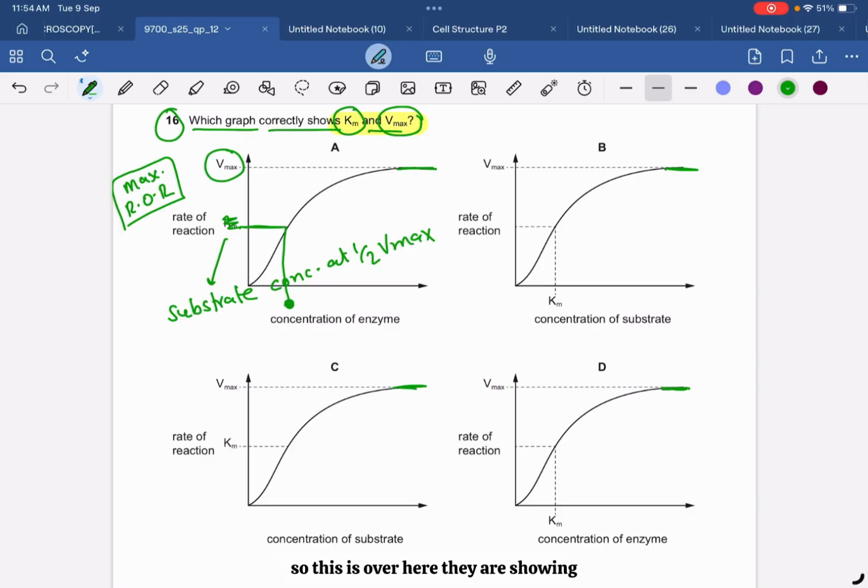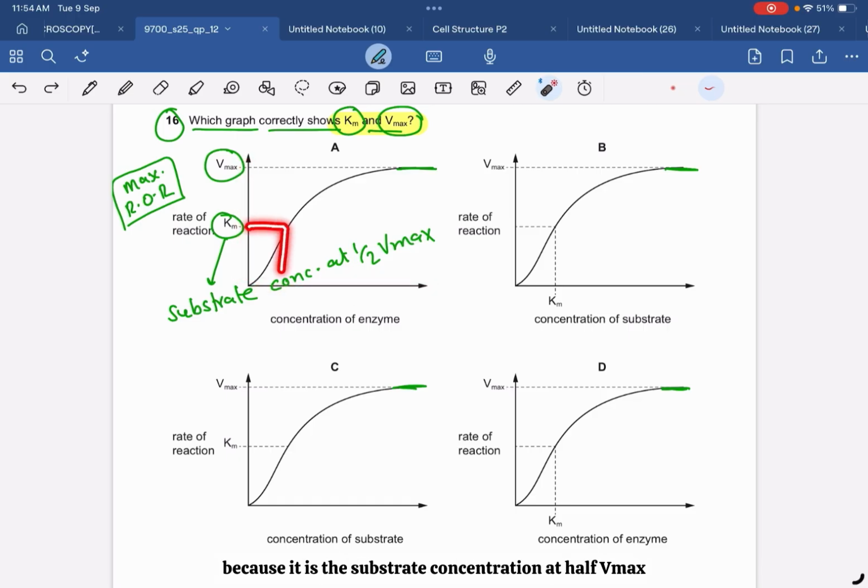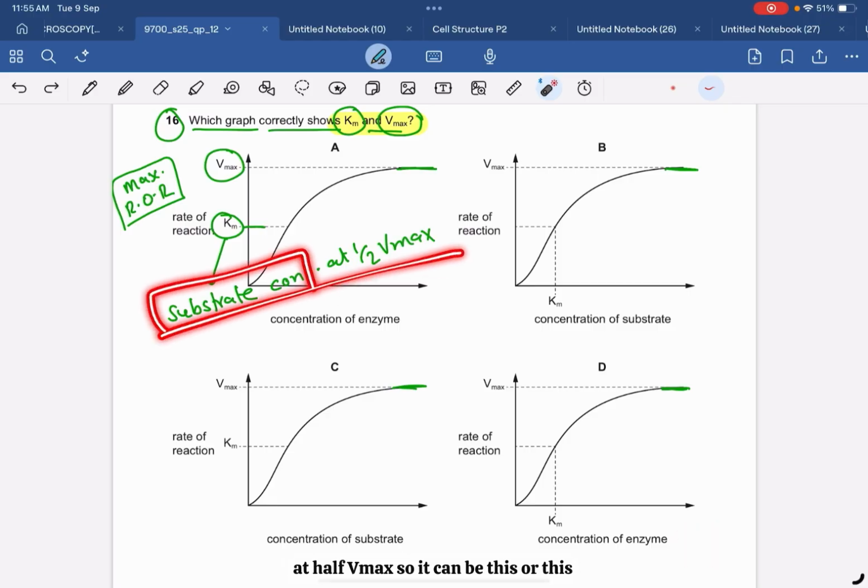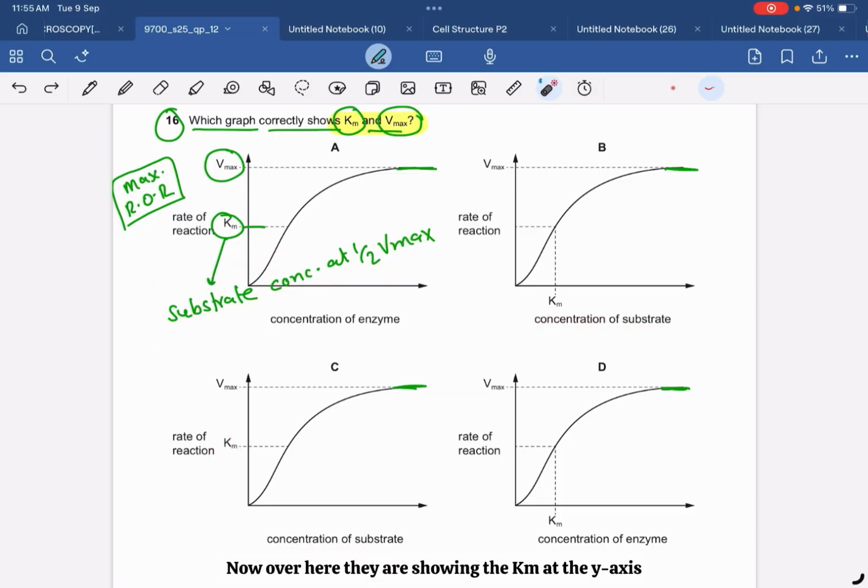Over here they are showing the Km on the y-axis, right? But the Km should not be shown on the y-axis, it should be shown on the x-axis because it is the substrate concentration at half Vmax. Also it is showing the concentration of the enzyme on the x-axis, so this is incorrect. Option D is also incorrect because Km is the substrate concentration at half Vmax, so it can be this or this. Over here they are showing the Km on the y-axis, which is also not possible because the y-axis shows the rate of reaction.